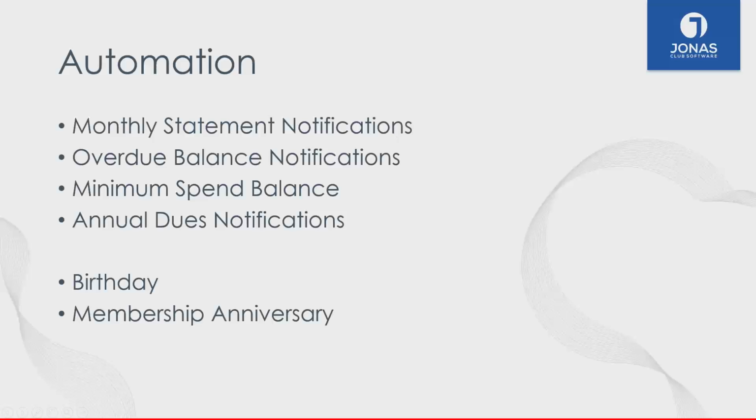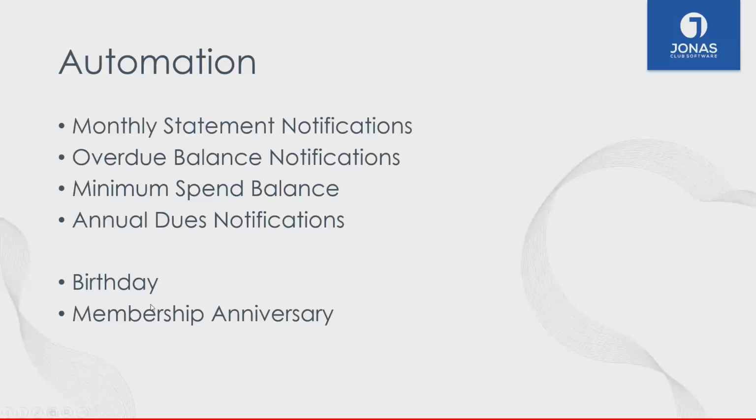So if your monthly statement notification goes out, not only can it say your statement is available, but you can also say this is how much you owe, this is how much is outstanding from last month, etc. And some more fun kind of way to use this automation would be for a birthday message or a membership anniversary. You know, everybody at the club receives a free drink in the dining room for their birthday. Well, if it's an automated email, you're not gonna forget about it.